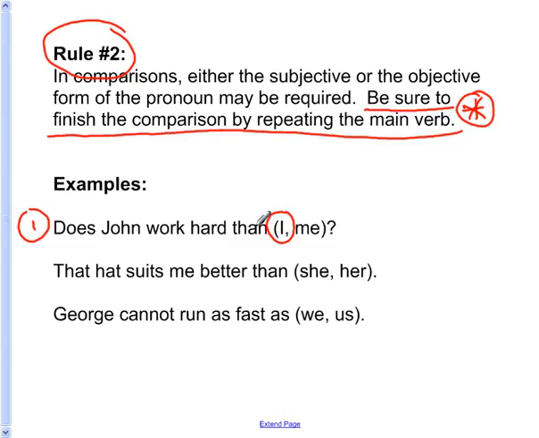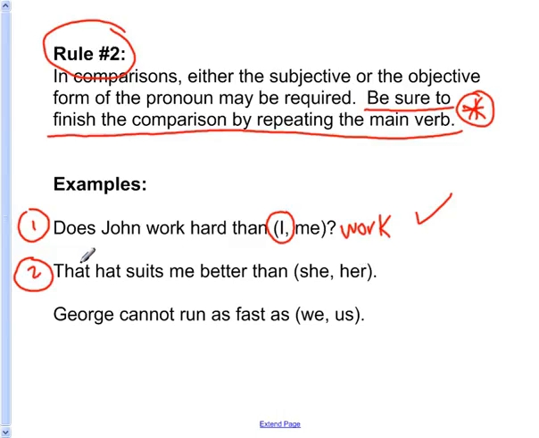Does John work harder than I work? If you finish the statement off with the verb, you see very clearly that you wouldn't say, does John work harder than me work? You would ask, does John work harder than I work? Let's look at number 2. Let's finish the comparison with the verb. That hat suits me better than she, or that hat suits me better than her.